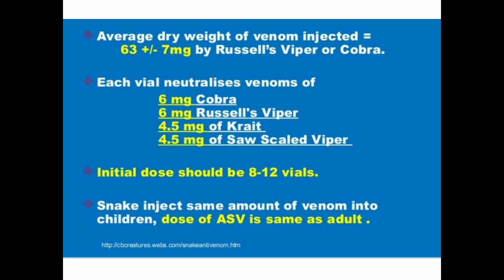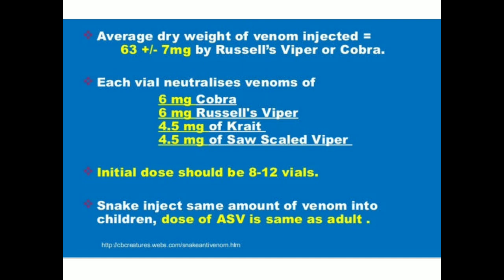So you can calculate. If there is a cobra bite, there will be 63 milligram, so he might require around 10 to 12 vials of this anti-snake venom to neutralize the cobra bite. Depending upon that, you can calculate the doses of anti-snake venom.